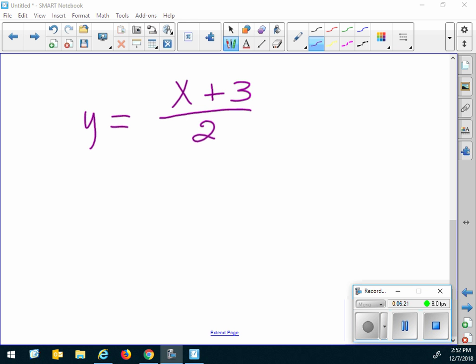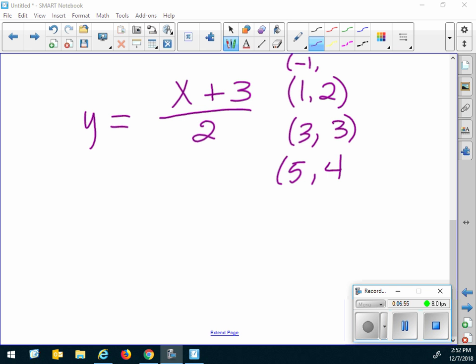Here's what we're going to do. We're going to come up with some points that make that true. For instance, if X is 1, what is Y? 1 plus 3 is 4, divided by 2 is 2. What if X is 3? 3 plus 3 divided by 2. What if X is 5? 5 plus 3 is 8, divided by 2. Let's do one more. What if X is negative 1? Negative 1 plus 3 is 2, divided by 2.